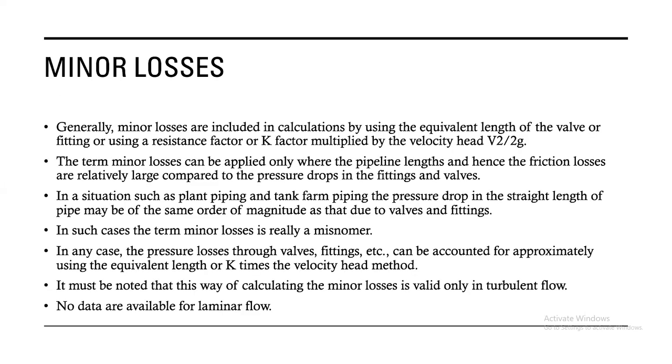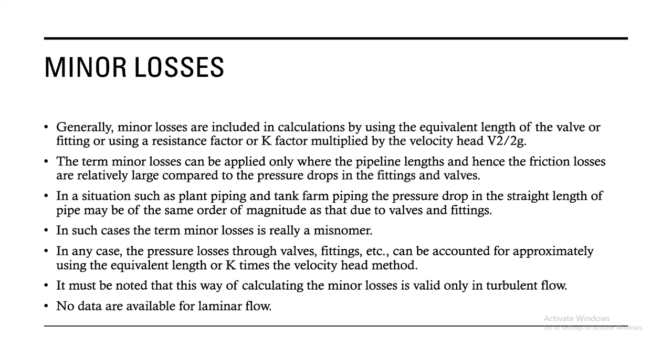Generally, minor losses are included in calculations by using the equivalent length of the valve or fitting, or using a resistance factor or K factor multiplied by the velocity head, which is velocity squared divided by 2g, where g is the acceleration due to gravity. The term minor losses can be applied only where the pipeline lengths, and hence the friction losses, are relatively large compared to the pressure drops in the fittings and valves. And usually that's the case. You find that your pressure loss in the pipe itself is huge in magnitude as compared to those found in your valves.